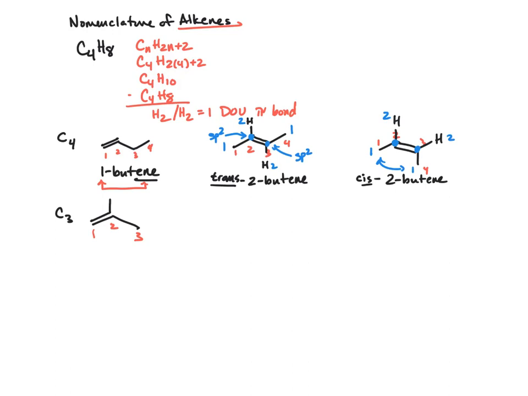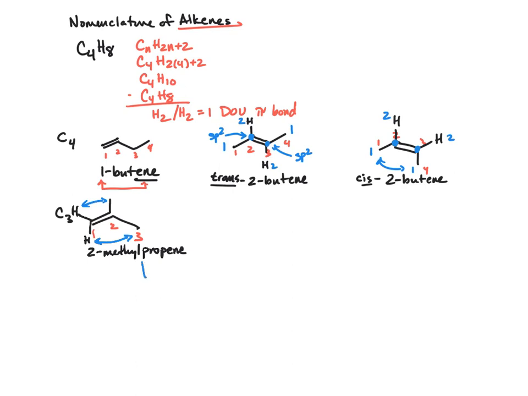So at this point, we're going to name this as a propene derivative. So we have a substituent, a 2-methyl group, 2-methylpropene. And what I want to point out here is if I draw both of these hydrogens in, notice that this hydrogen sees a methyl and that hydrogen sees a methyl as well. Since they both see the same group, we do not have to specify cis or trans.